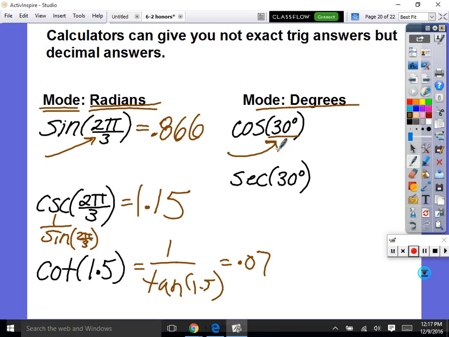All right, now this one is in degrees, so we would need our calculator in degree mode. So you'd say cosine of 30 degrees, but your calculator would need to be in degree mode since you're putting it in by a degree. 0.866.